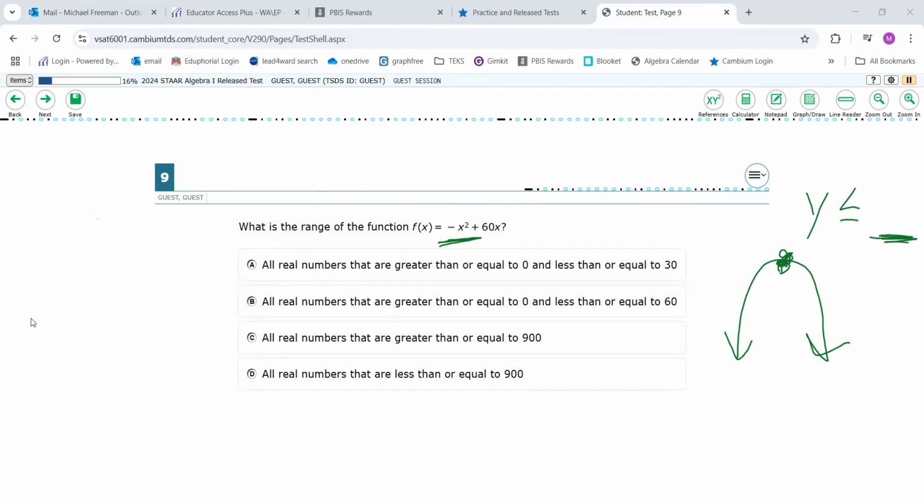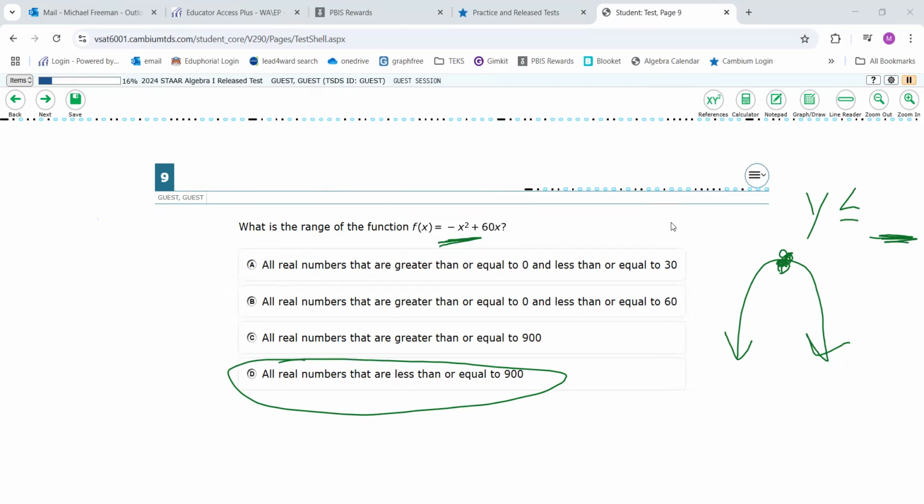In this problem, there's only one that says less than or equal to, so I know it's got to be D. If my a value is negative, it's got to be opening down. Have we ever had any range that's between two values for a normal equation? No. I know it's not less than or equal to some number. That doesn't make sense.